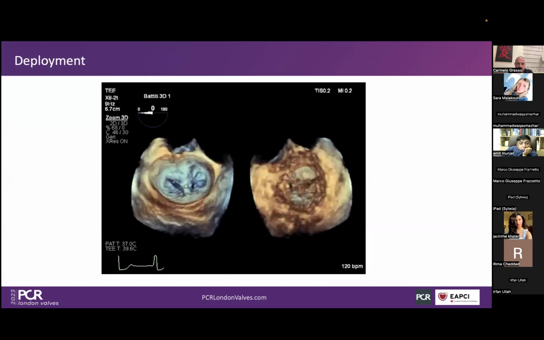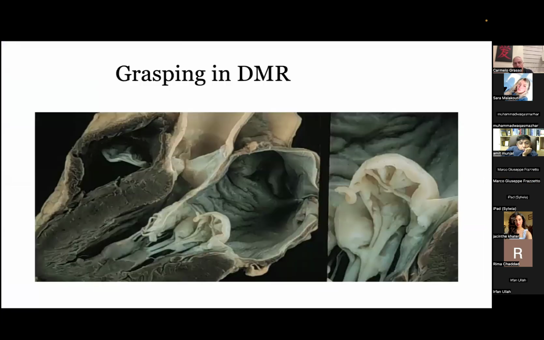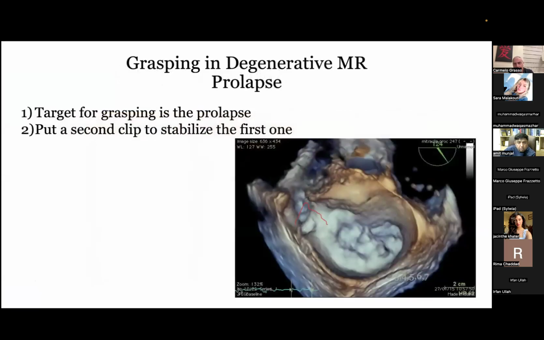And of course, after the deployment, you can see this nice 3D reconstruction. These are some suggestions for when you deal with degenerative mitral regurgitation, which gives us better results because the left ventricle is much more competent, but it is a little bit more tricky to treat.